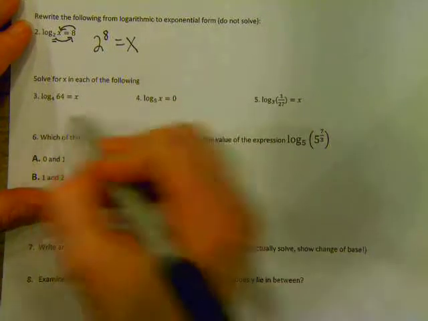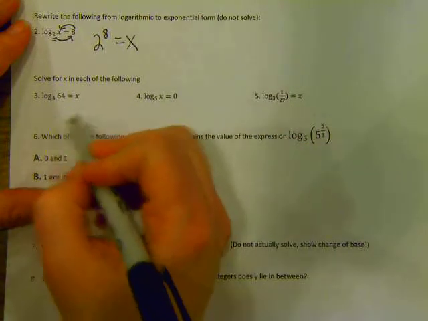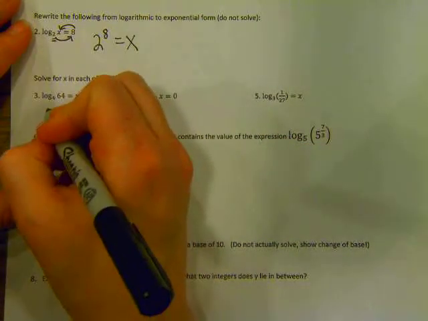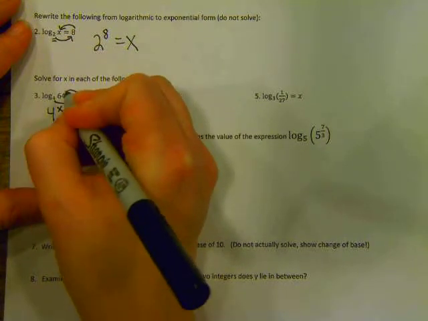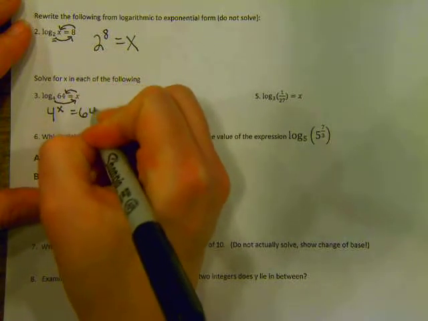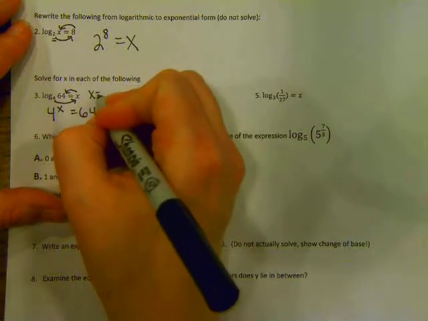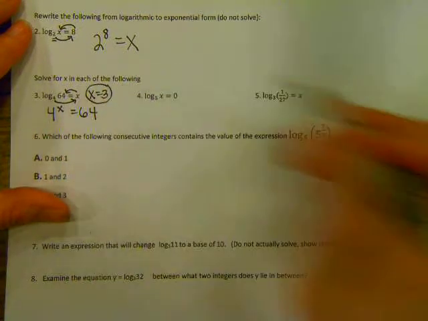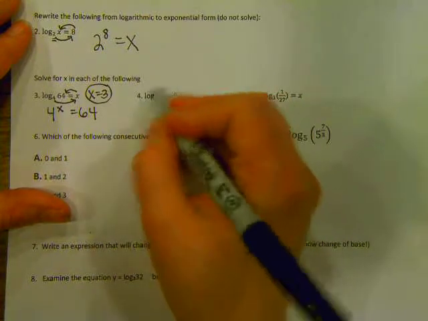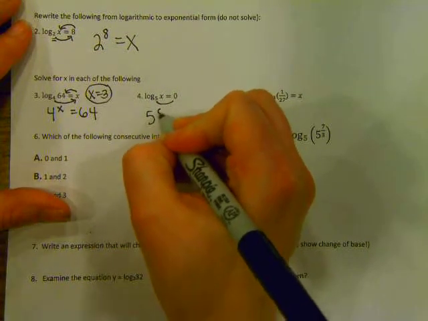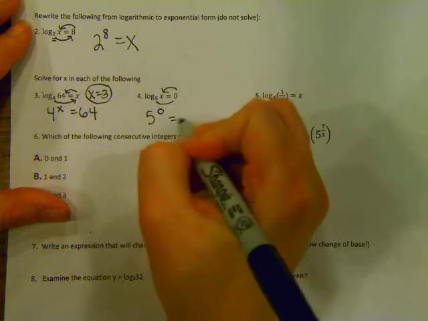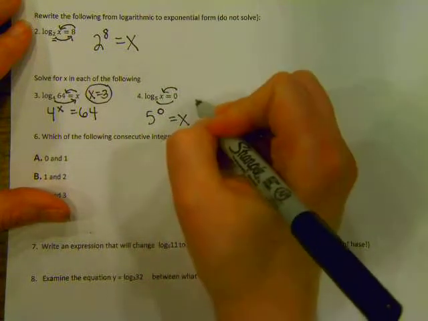So the easiest way to do that is to evaluate and do the loop method. So starting with the base of 4, 4 to what power makes 64? Well, I hope you have that memory. You should. By now we've done it a lot. X equals 3. Same concept for number 4. 5 is the base to the 0 power equals what? Anything to the 0 power is 1.